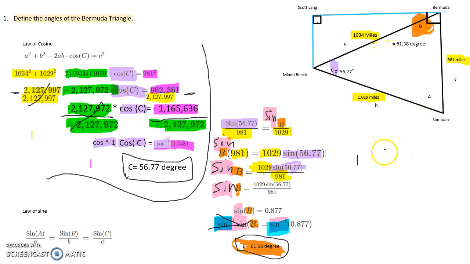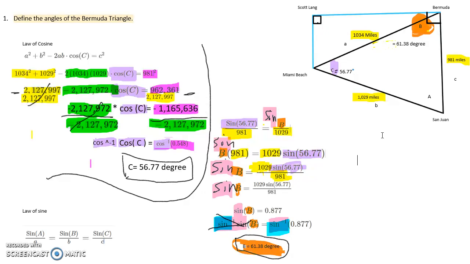So next, after we already find angle C and angle B, in which we already define two out of the three angles of the triangle, we don't need to use the law of cosine or law of sine anymore, since we already have enough information.